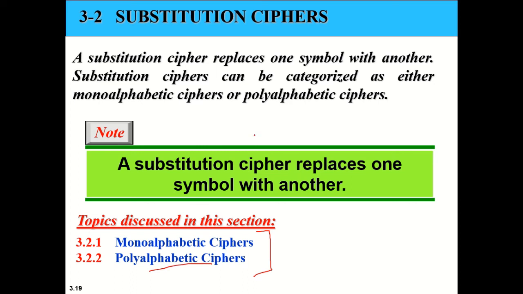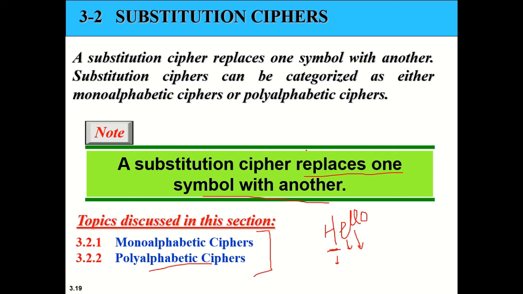Now in substitution cipher, we replace one symbol with another symbol. Say for example, if I need to send a message, hello. Hello is to be sent. So instead of sending hello, I will replace this H with some other alphabet, I will replace this E with some other alphabet, I will replace L with some other alphabet.